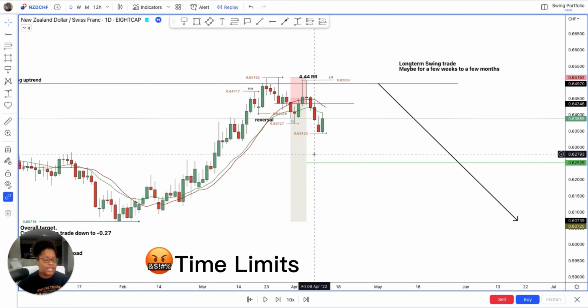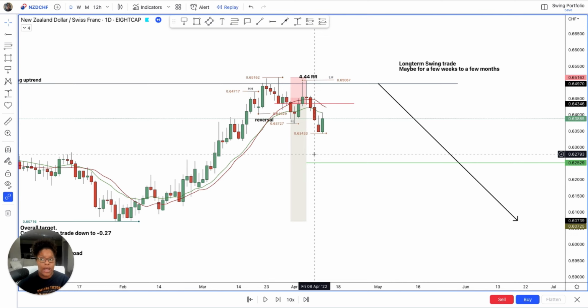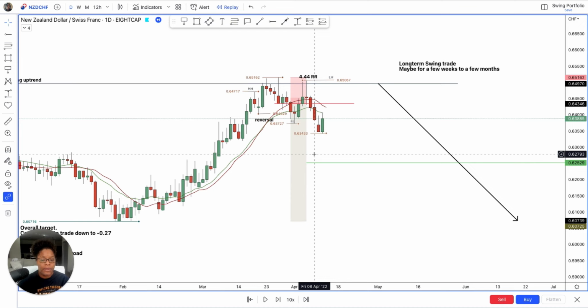This prop firm has no minimum trading days, which means I can hold my trades as long as I want. I don't have to worry about the 2 evaluations. I only need 1 evaluation to pass. It's still 10%, but the fact that I don't have a time pressure on me is actually better. It's a single phase prop firm.